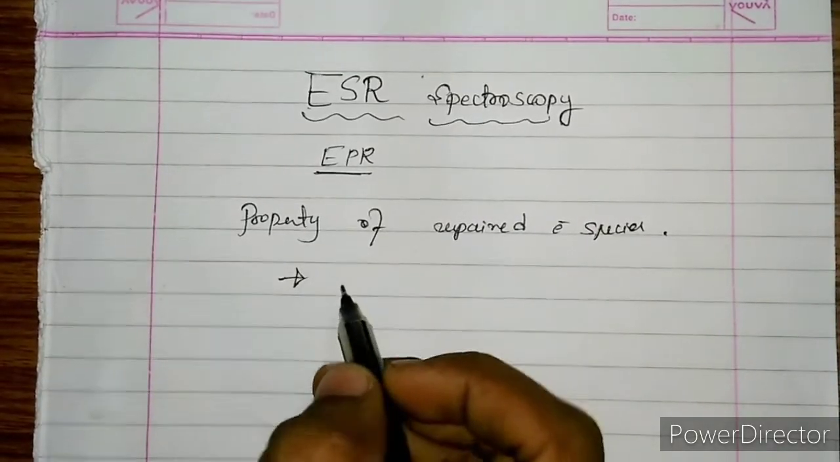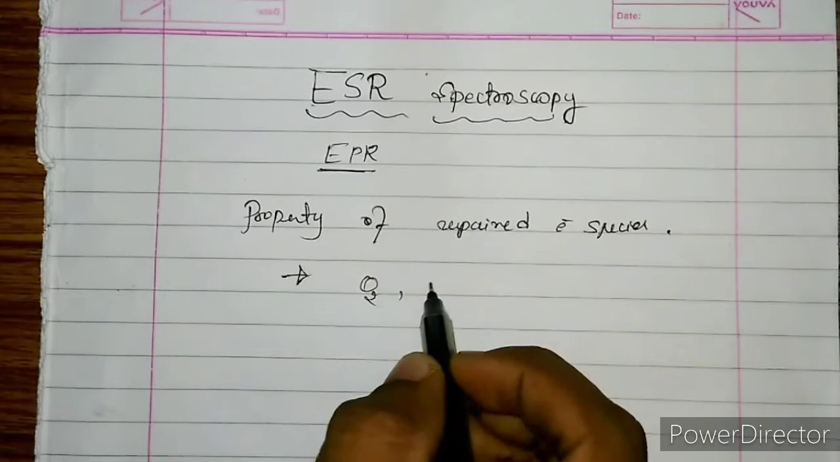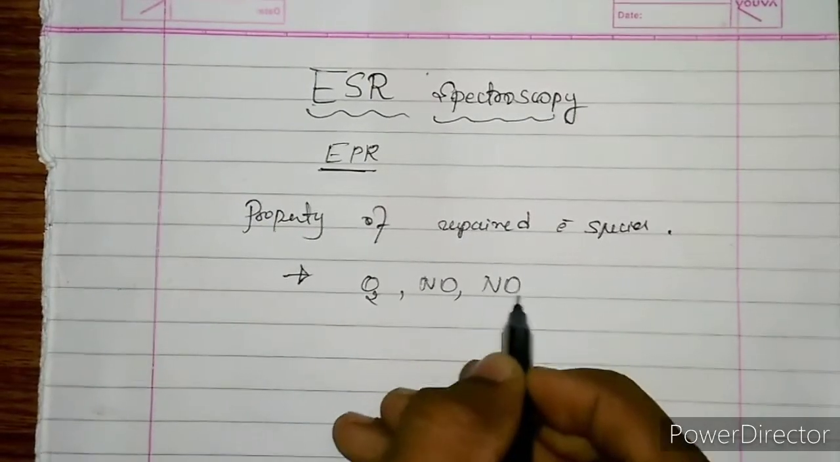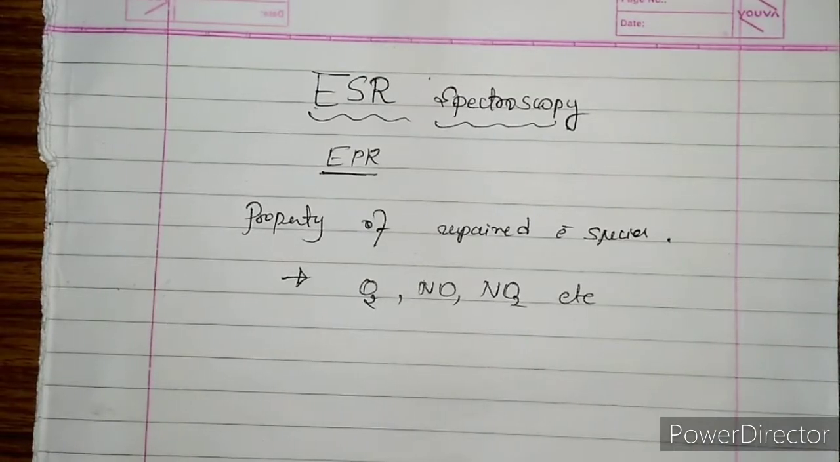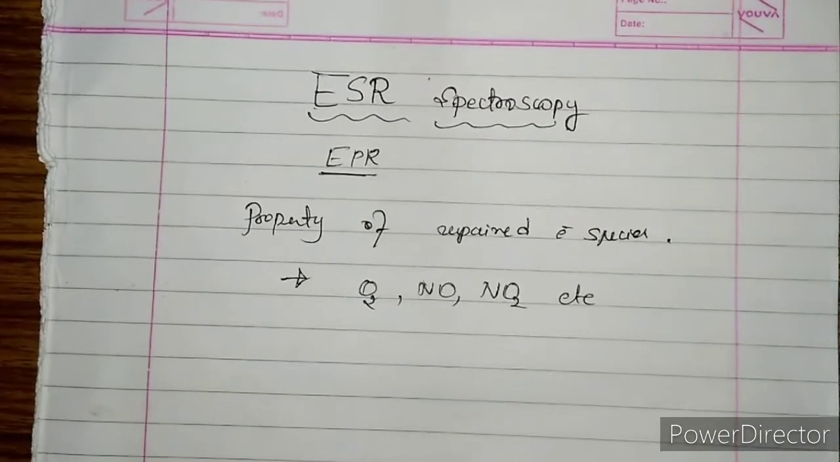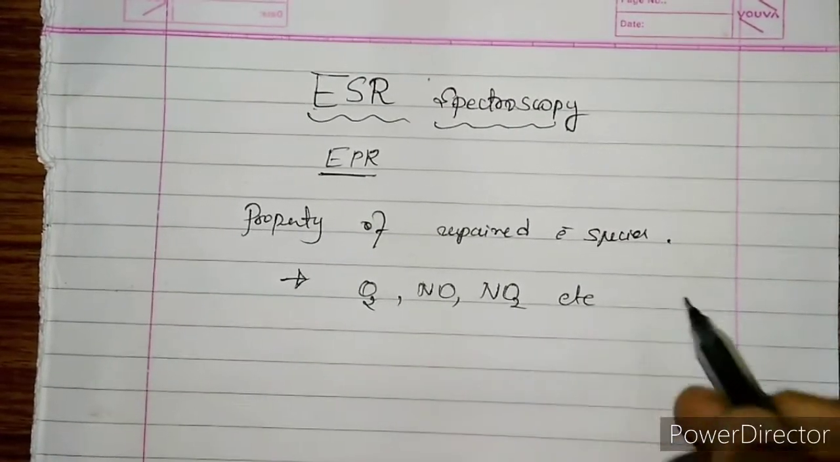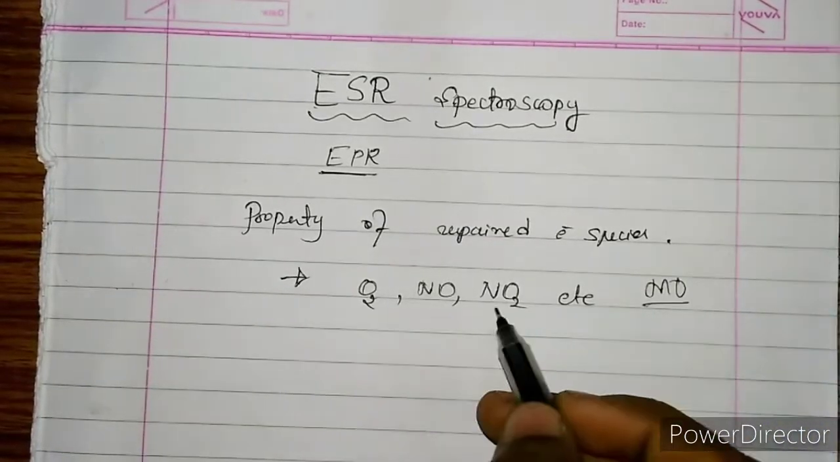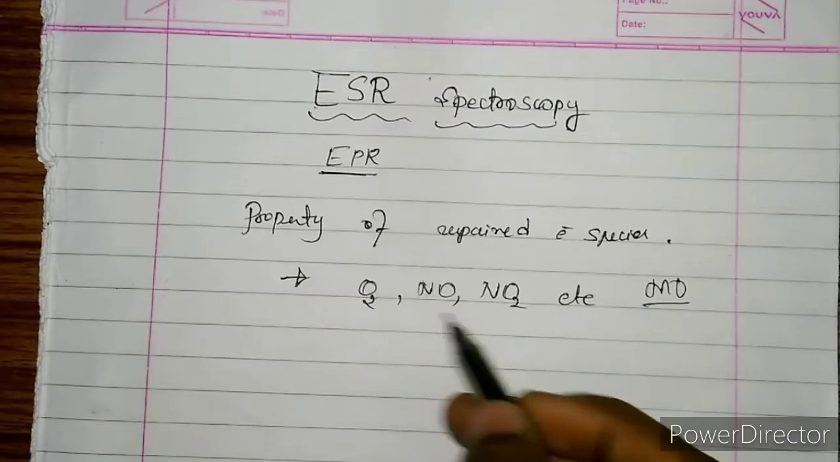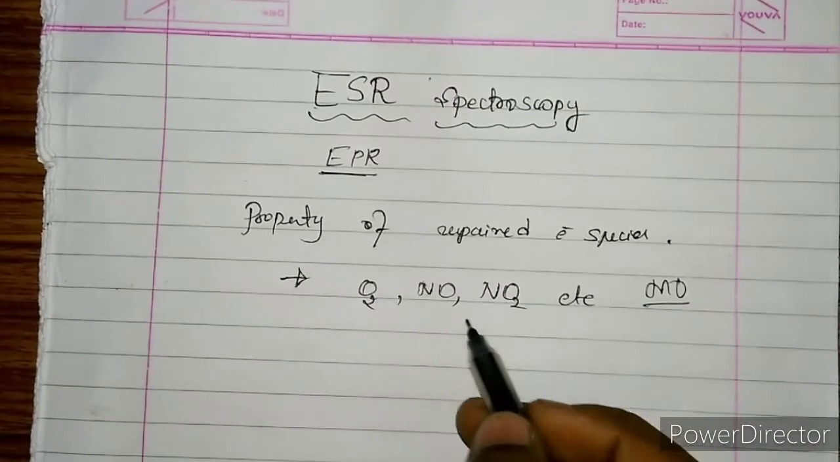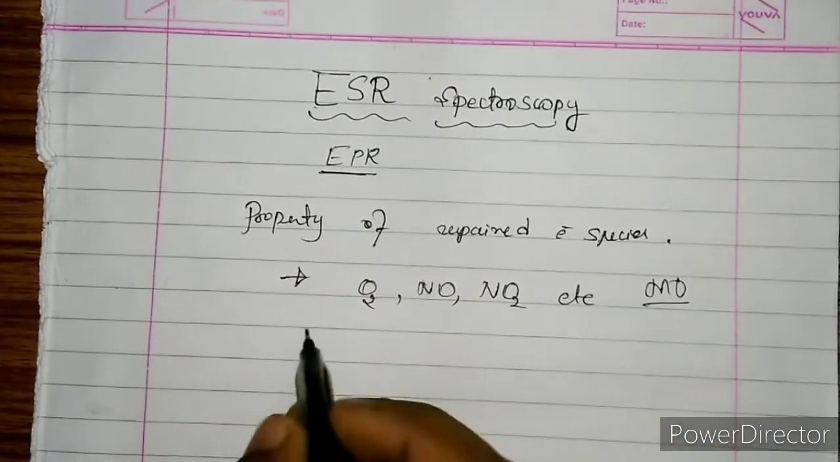Now let's see what molecules contain an unpaired electron. Molecules like O2 and NO2, etc. These are molecules that contain unpaired electrons. If you write the molecular orbital diagram, the MO diagram, of these molecules, you can see the presence of unpaired electrons. So these molecules can exhibit ESR spectroscopy.